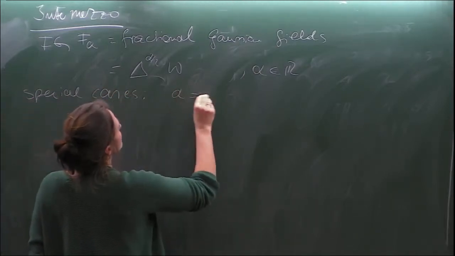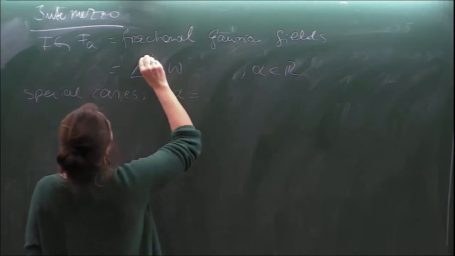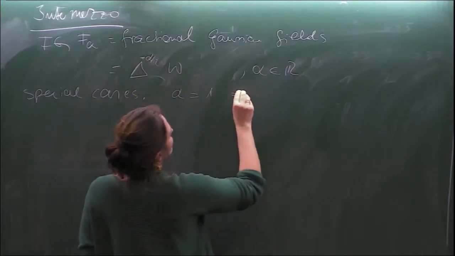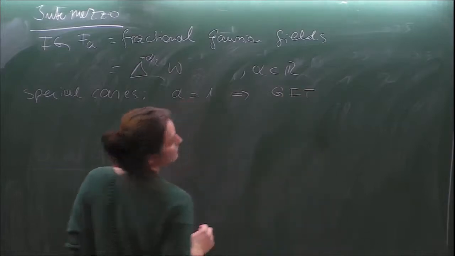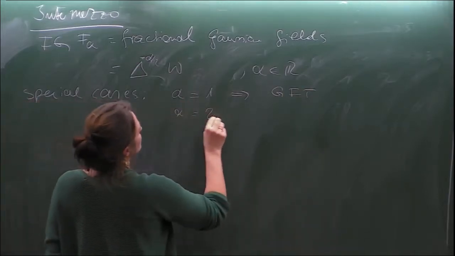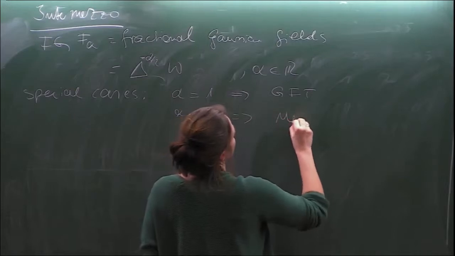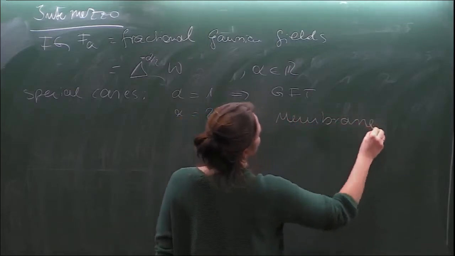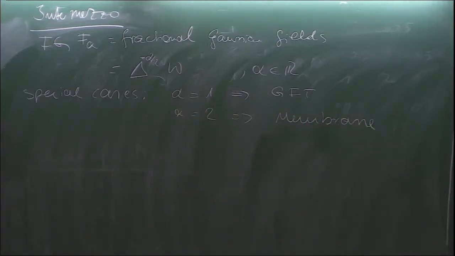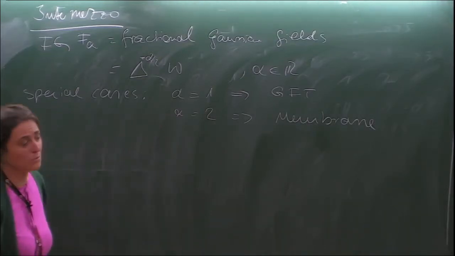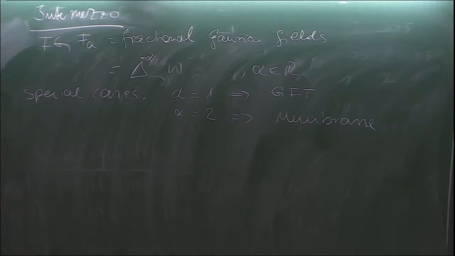So for alpha equal to one, we find the GFF, the Gaussian free field, and for alpha equal to two, we just saw it's the membrane. And all alphas in between are of regularity between the GFF and the membrane. So alpha is giving you somehow the regularity. The larger the alpha, the smoother the surface is, if you were to depict it, say, in 2D.